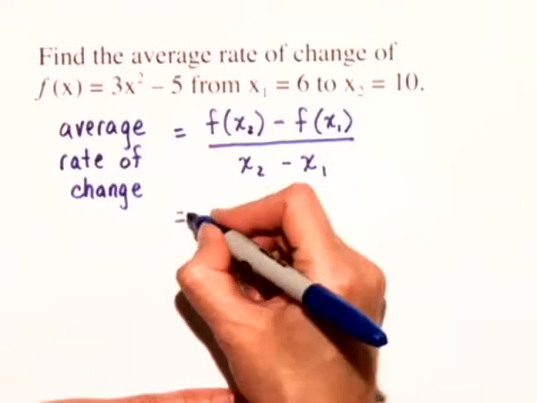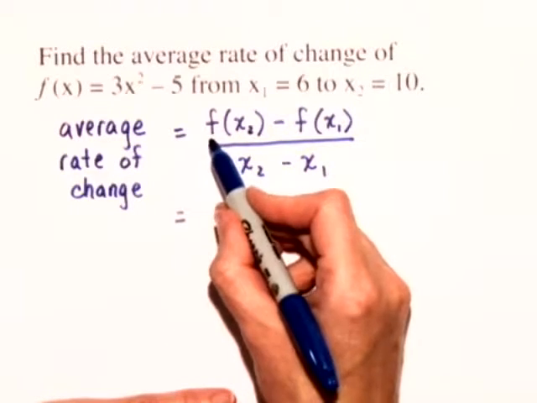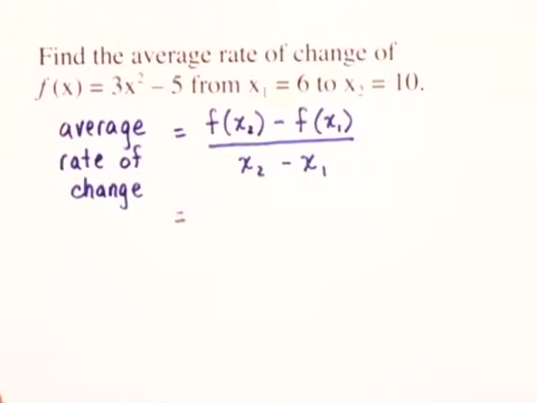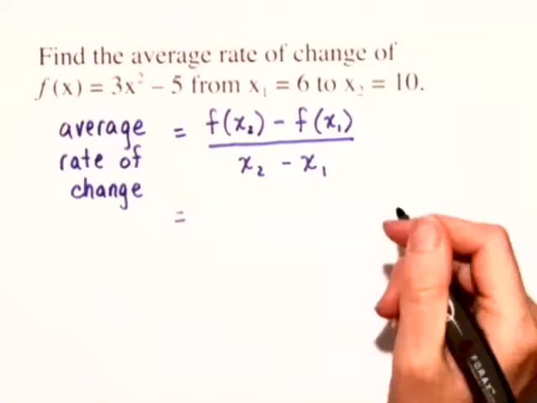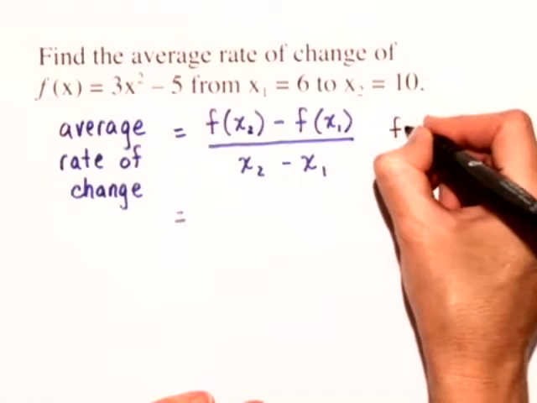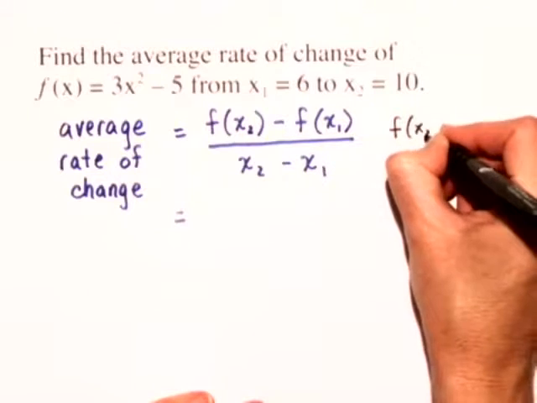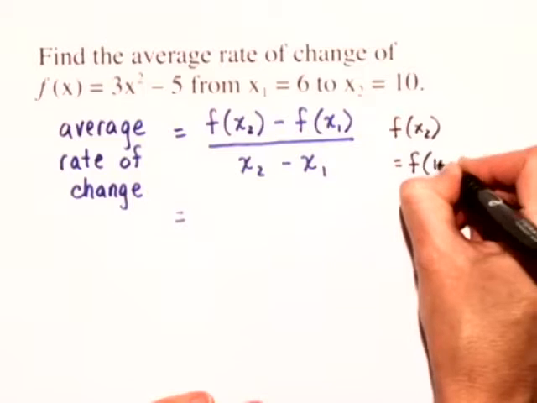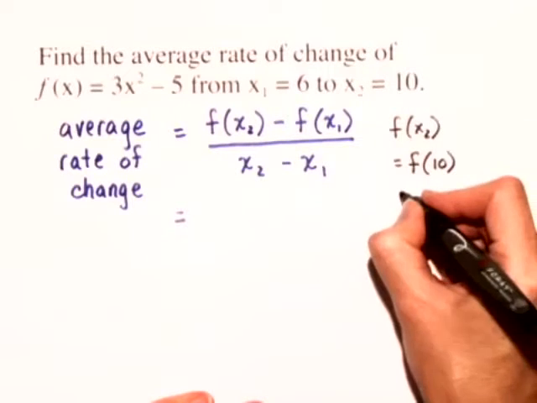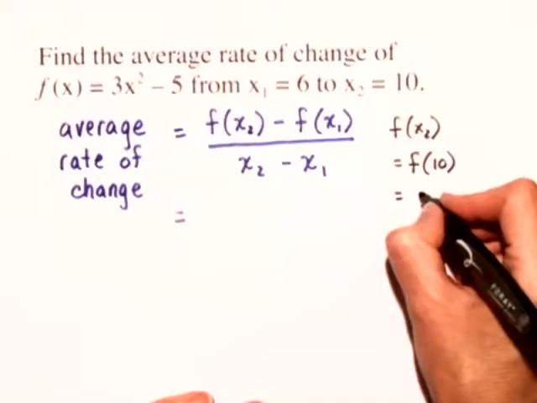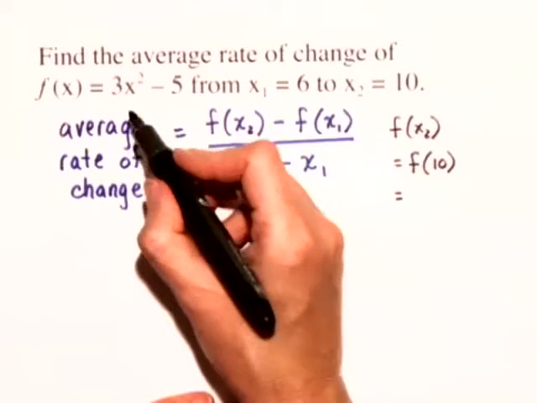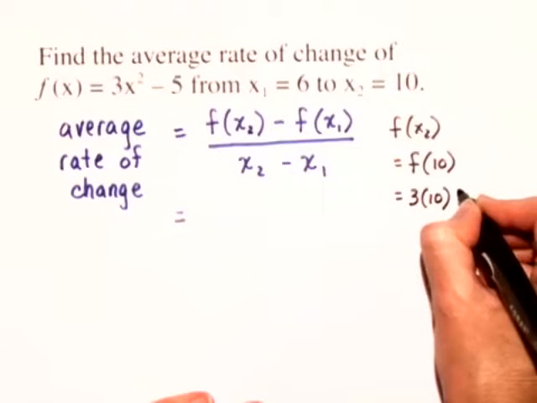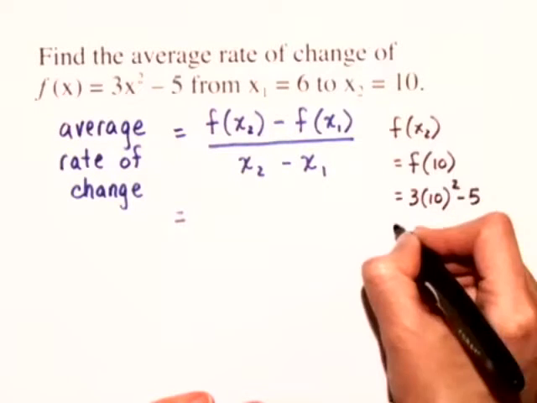So before we can substitute in, we have to find out what f of x sub 2 is equal to and what f of x sub 1 is equal to. So let's do a little bit of work to do that. So we have f of x sub 2, and that is going to equal f of 10, since x sub 2 is equal to 10, and that's equal to, we'll substitute 10 everywhere we see an x in f of x. So we have 3 times 10 squared minus 5.